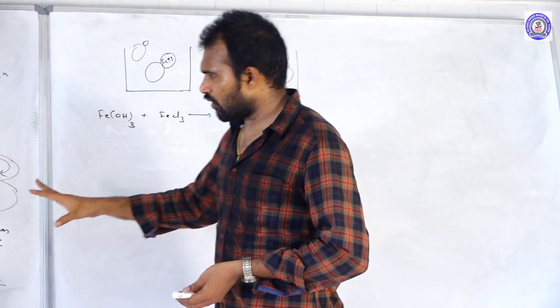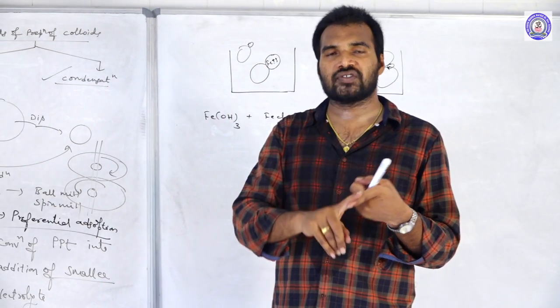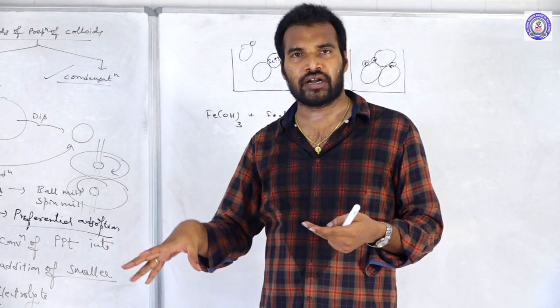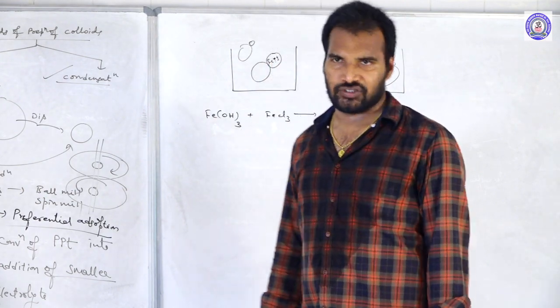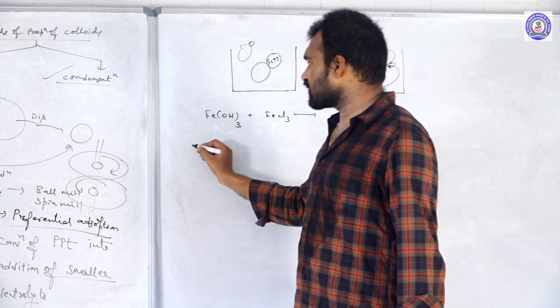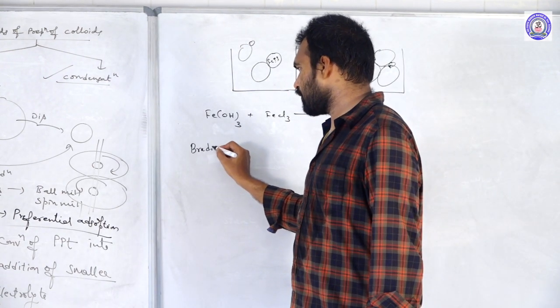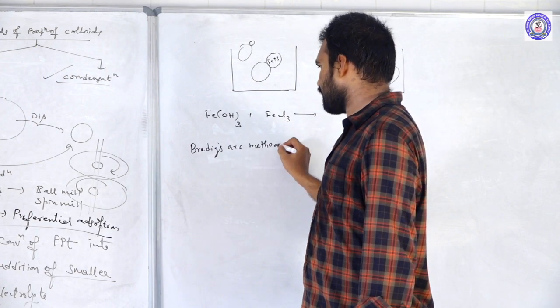Okay, anyhow, so this is about peptization. Understood? Peptization is nothing but the process of conversion of a precipitate into a colloidal solution by adding a smaller amount of electrolyte. Okay. Next, we move to the next, Bredig's arc method. Here itself we will discuss Bredig's arc method.